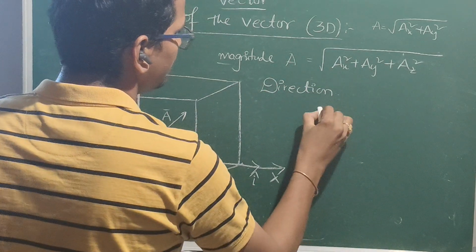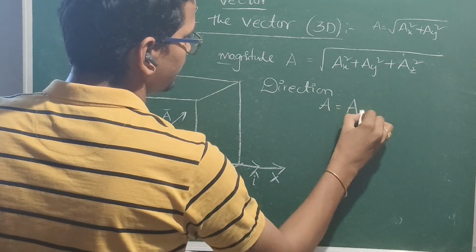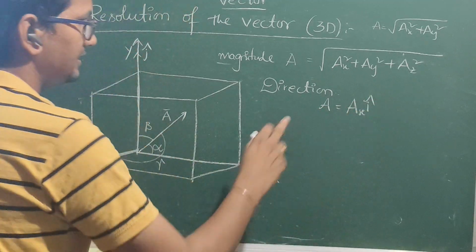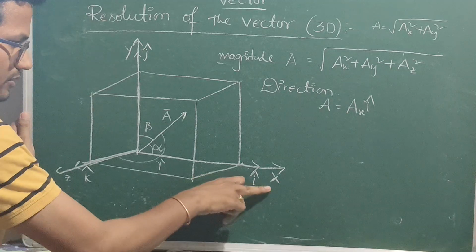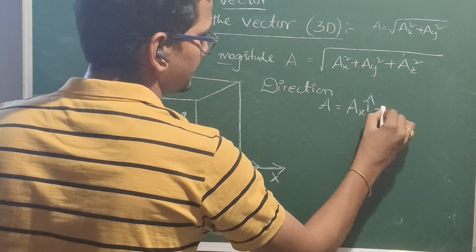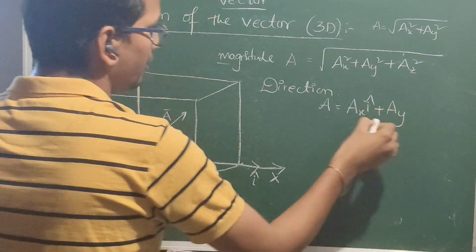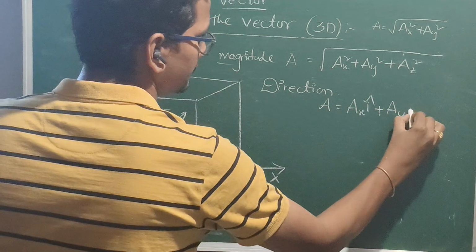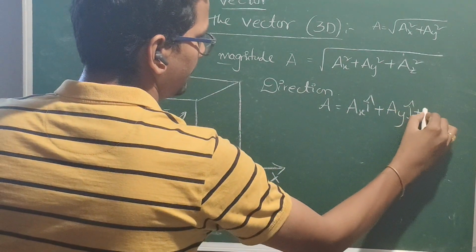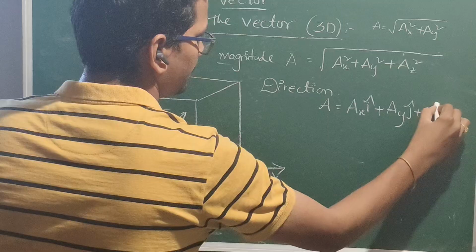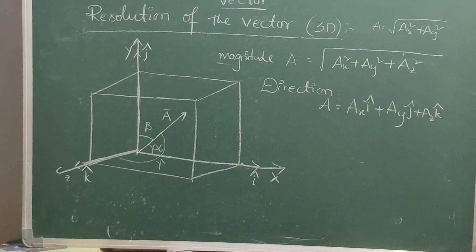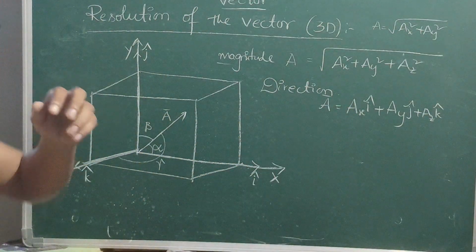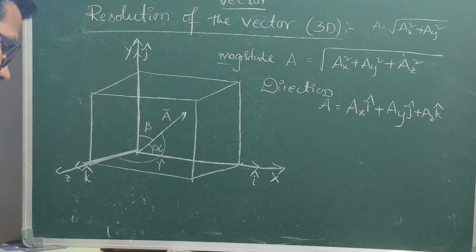How can we say? A is equal to Ax i cap. Ax i cap means along the x-axis, which unit vector is there? i cap on the x-axis. Ay, along the y-axis, which cap is there? j cap. And Az, along the z-axis, which cap is there? k cap. That's the direction we want to find. From these, we want to find the unit vector and the resultant vector.